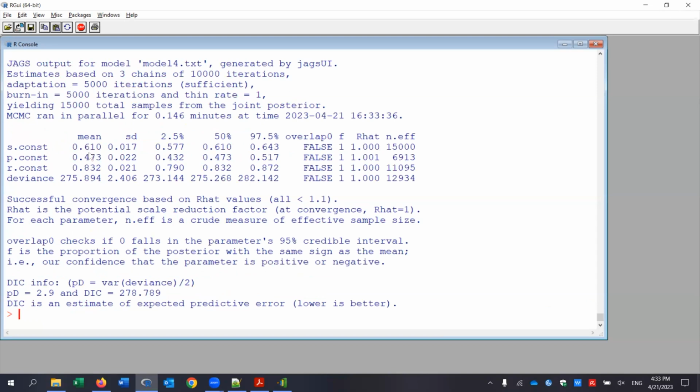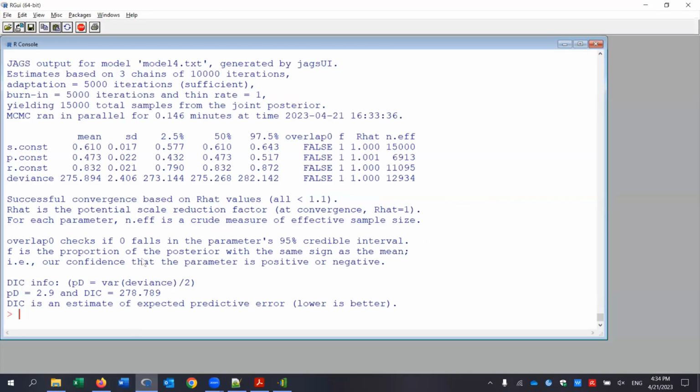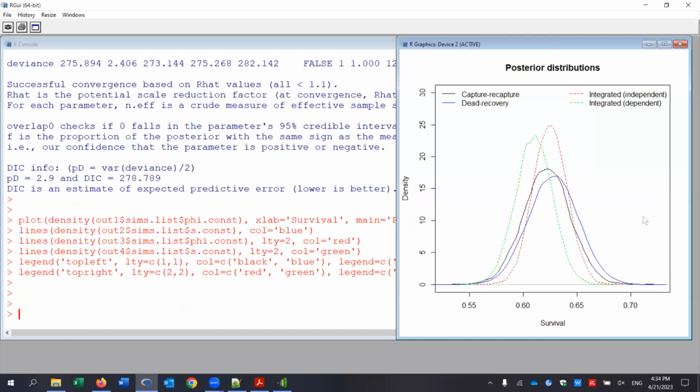We have survival, again, around 60%, and then recapture probabilities and recovery probabilities. Let's look at the posterior distribution, perhaps, of the survival probability. Here, that's the posterior distribution of the survival parameters that we have estimated on the different models. The black line here is the capture-recapture model. Then the blue line is from the dead recovery model. And then we have the integrated model, where we assume that the data sets are independent, or where we have made a pseudo replication, as the red one here. And the green one takes into account that the individuals can be recaptured and recovered.